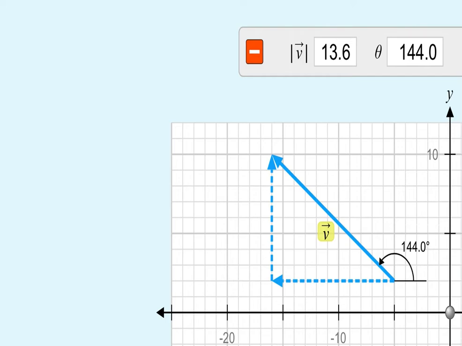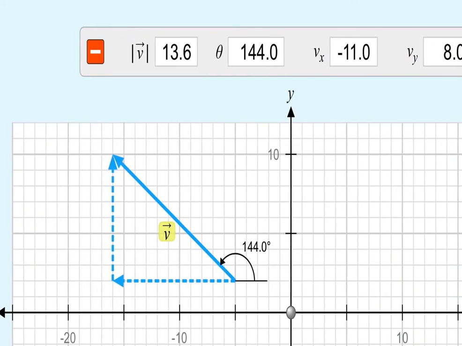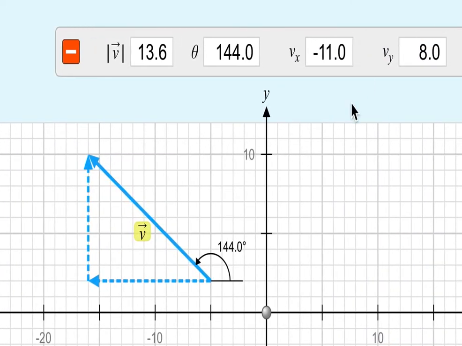So let's just verify that. You can see here that this vector's x component is given by 13.6 cosine 144, and that should give you negative 11, or 11 squares backwards. And the y component for this vector should be 13.6 multiplied by the sine of 144, and that should give you 8, or 8 squares going upwards, or positive 8.